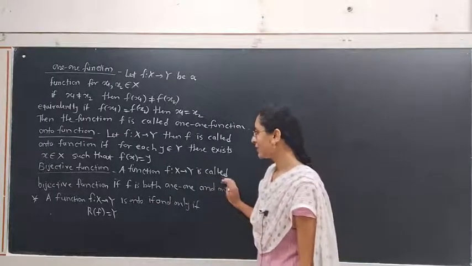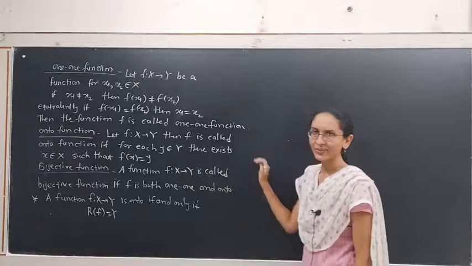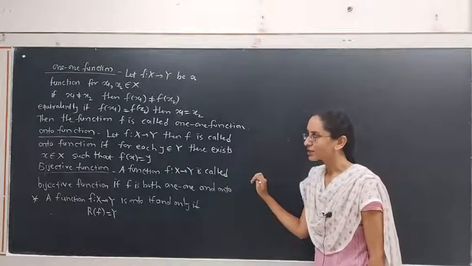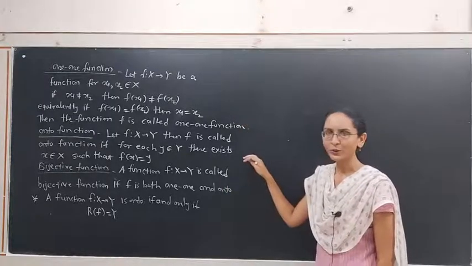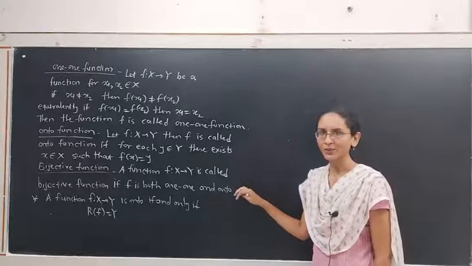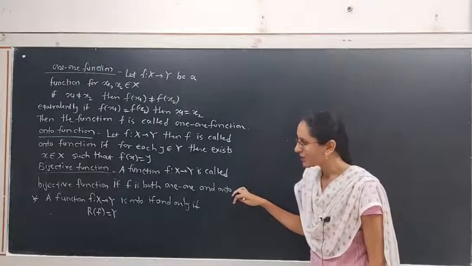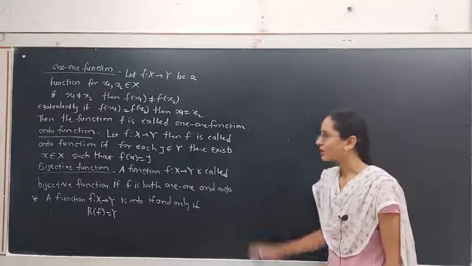Bijective function is a function which is both one-one as well as onto. If function is one-one but not onto, then function is not bijective function. Any bijective function should be both one-one and onto.